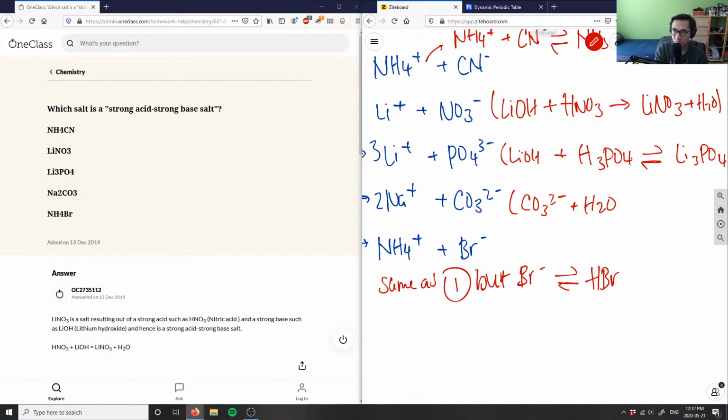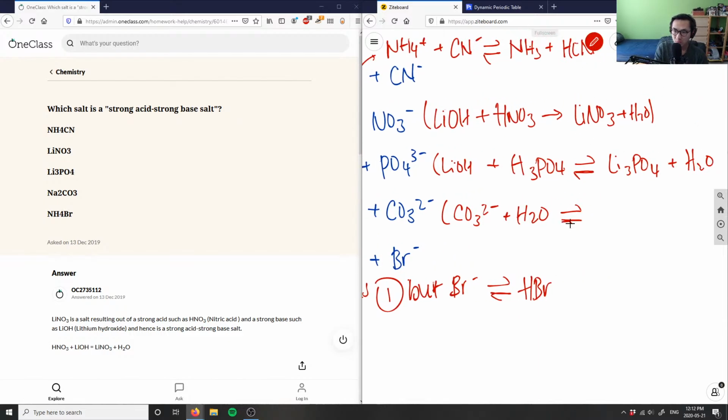Plus if I add H2O to it, so this here is my carbonate anion, I would get H2CO3, or it becomes HCO3 minus first, plus OH minus here. So we know that this here is going to be our weak base. This is a good exercise here to figure out what this could be.